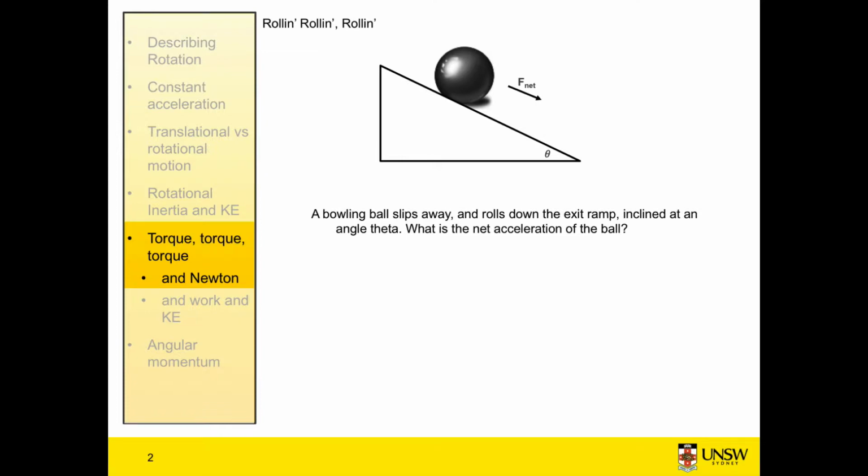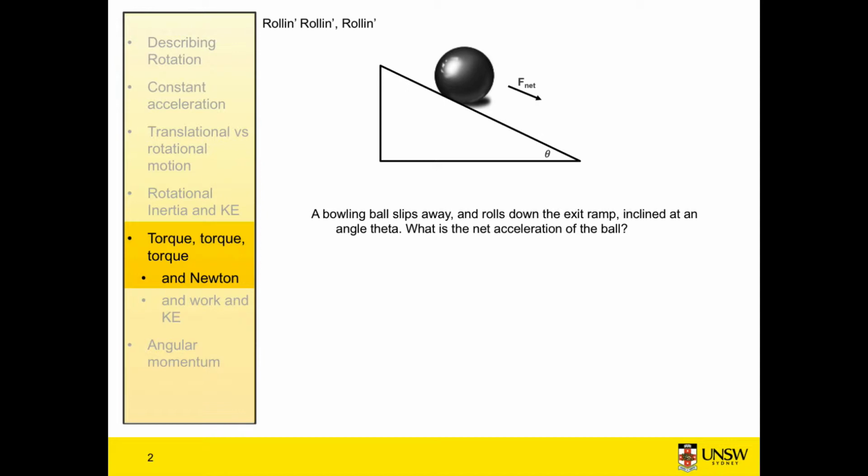So we'll look at this problem where we have a bowling ball rolling down a ramp inclined at an angle theta, and we're asked to find the net acceleration of the ball. So reading this, we can see that it's already a force problem. So we'll start as we do with any force problem, which is to draw a free body diagram and to find the net force acting.